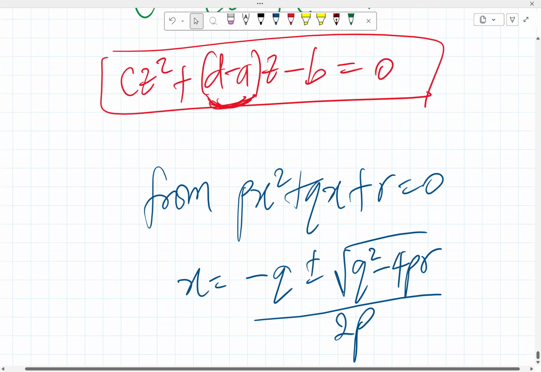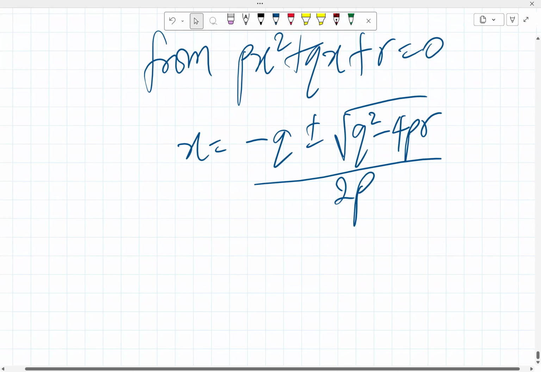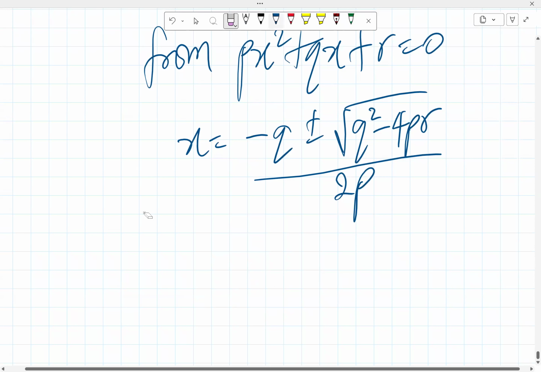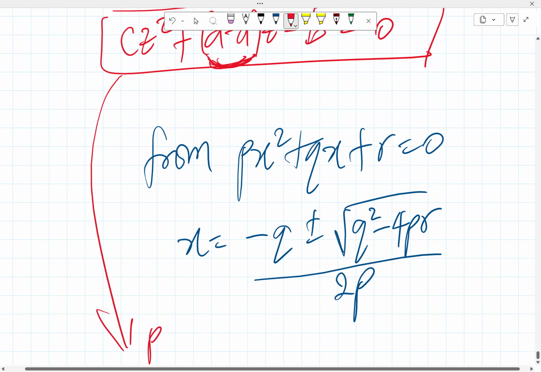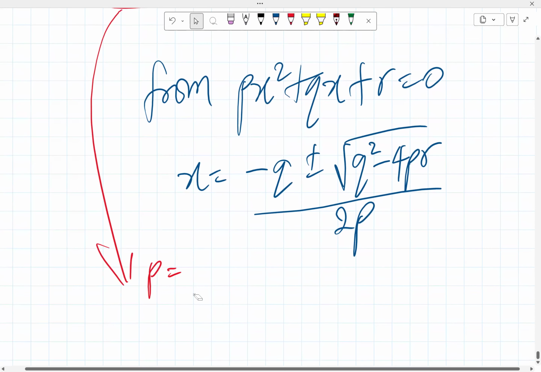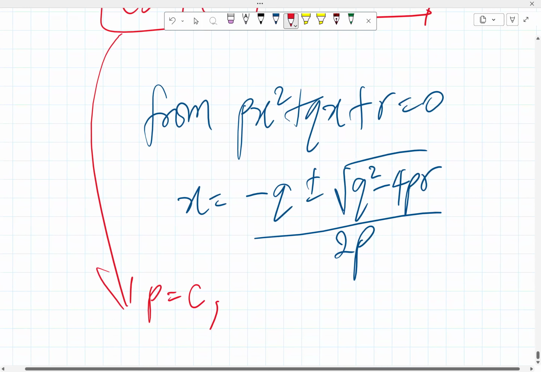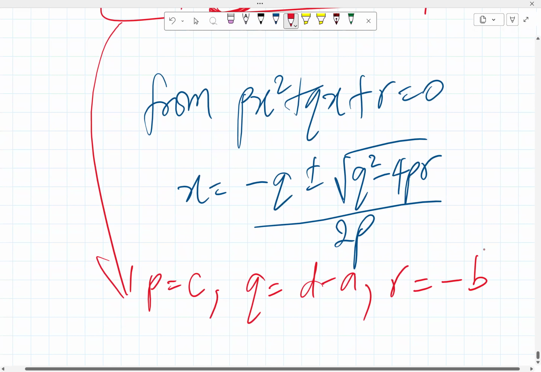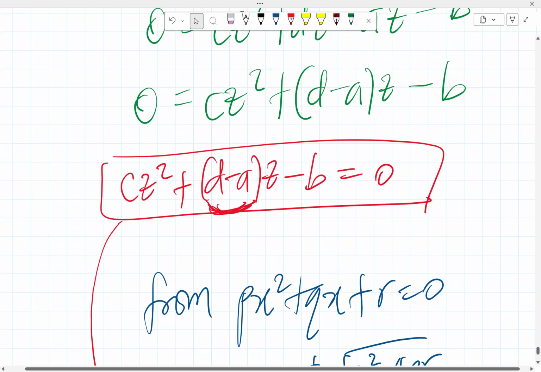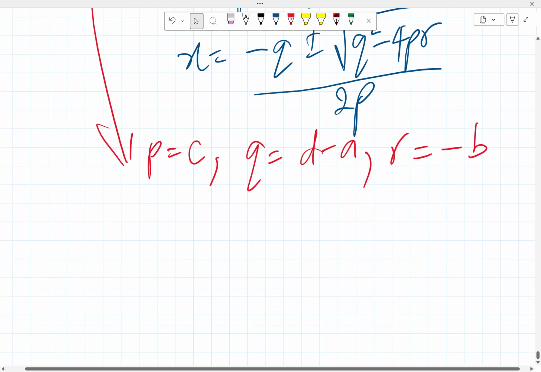So in this case now, from this expression, our p is c. Then q here is d minus a. That is q. Then our r there is minus b. So r is minus b. Yeah, I think that's about it. Then we can put everything together.